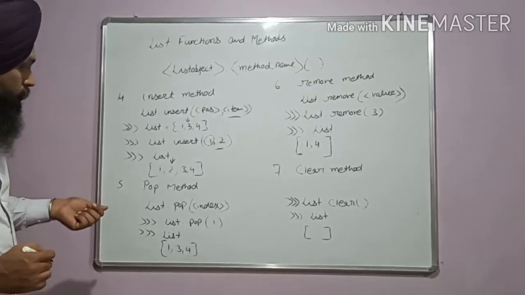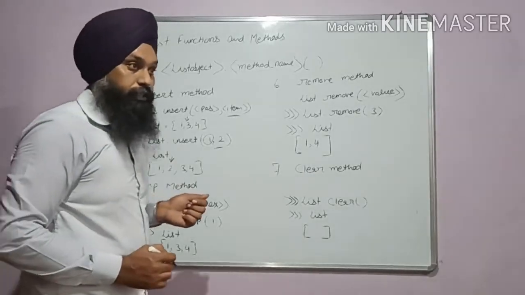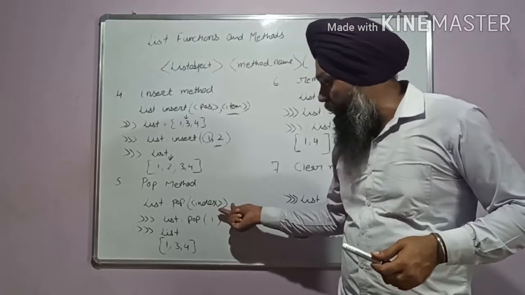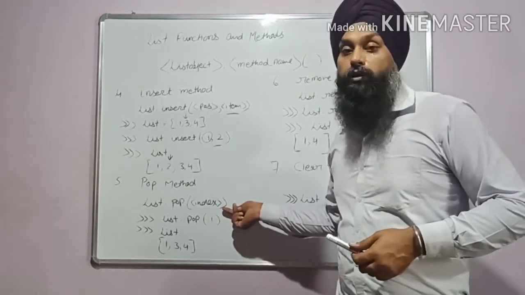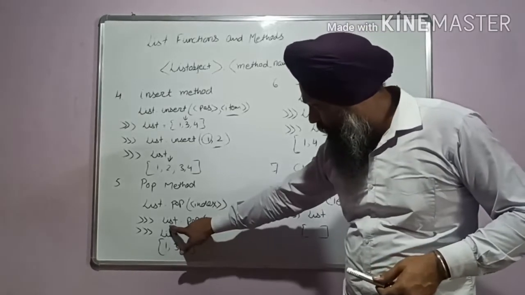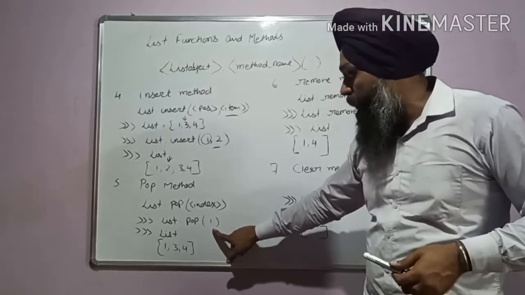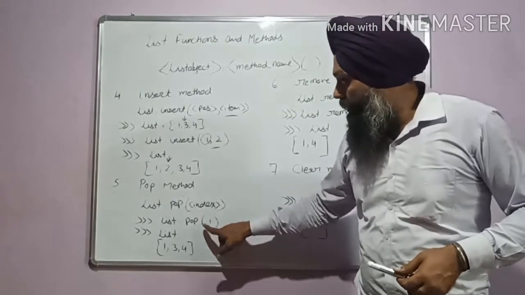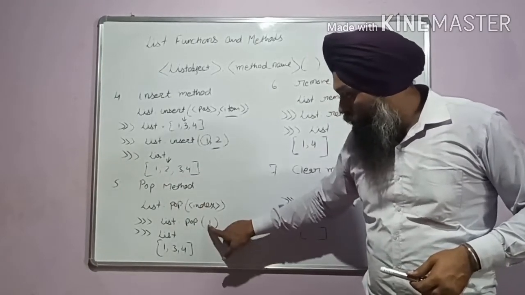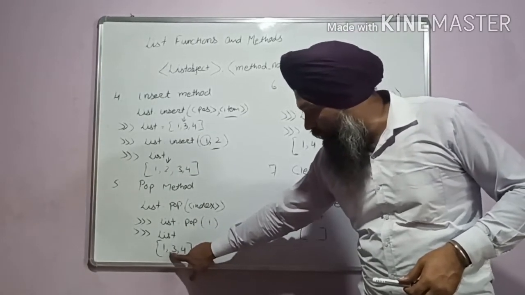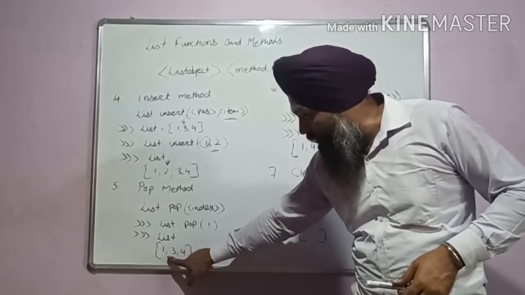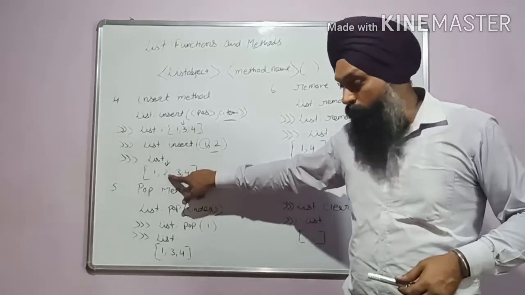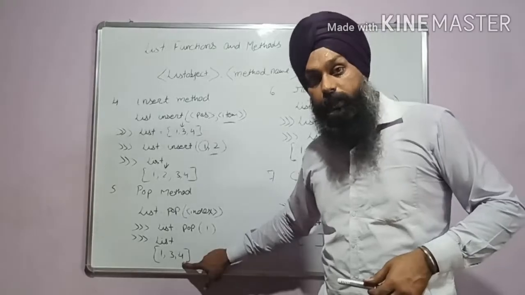And next we have the pop method. Pop method is used to delete any element. So here we need to specify the index from which we want to delete our element. Here I have written list dot pop 1. It means I want to delete the element which is at index 1. At index 1 I have value 2. So here the element 2 has been deleted because I have only 1, 3 and 4, and at index 1 I had 2. Now it has been deleted.